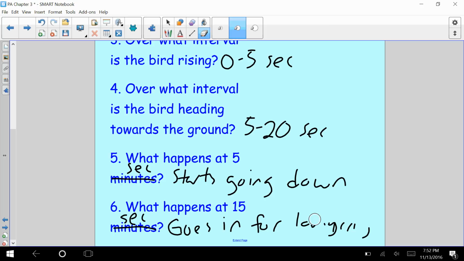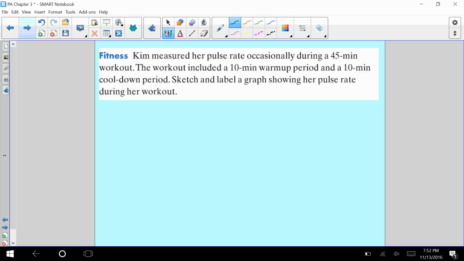Wow, that's not what that says. There we go. A landing. There we go. All right, let's try this one.